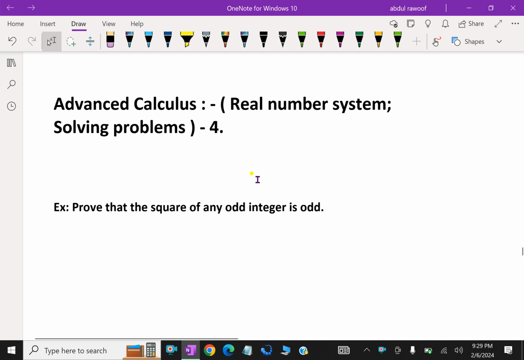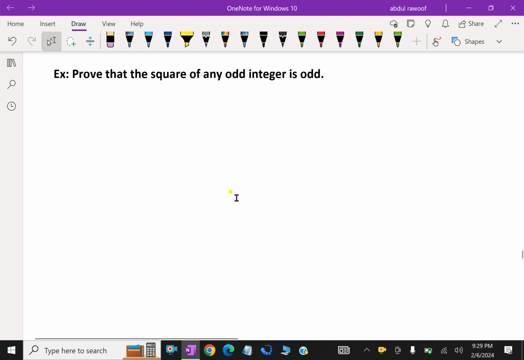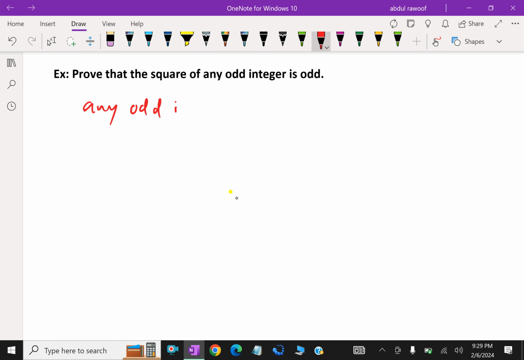Let us do some solving problem. Prove that the square of any odd integer is odd. Here, any odd integer is in the form 2m plus 1.